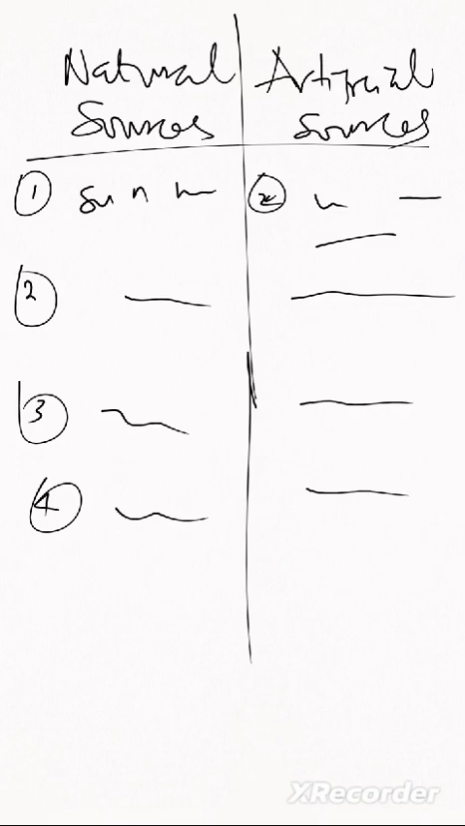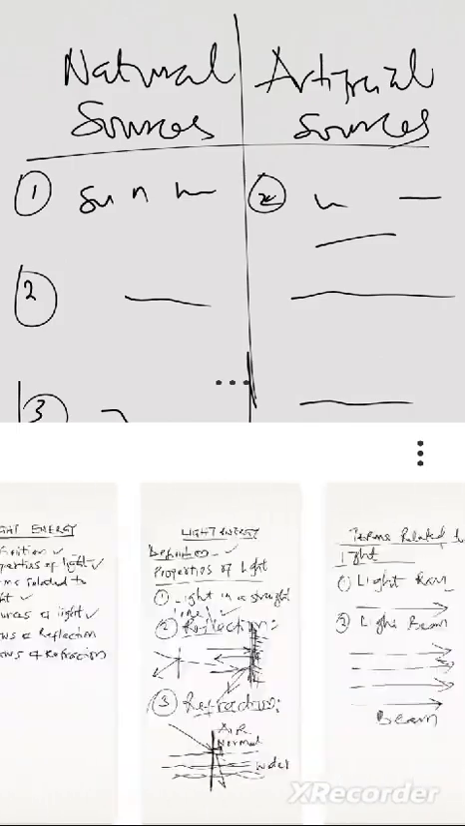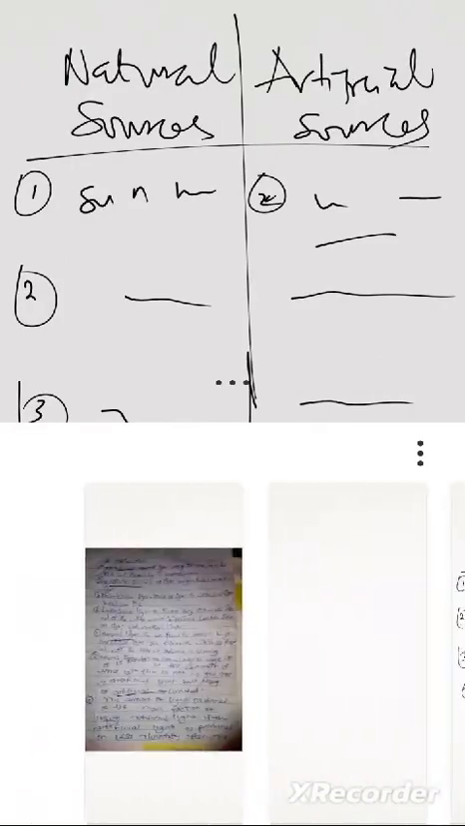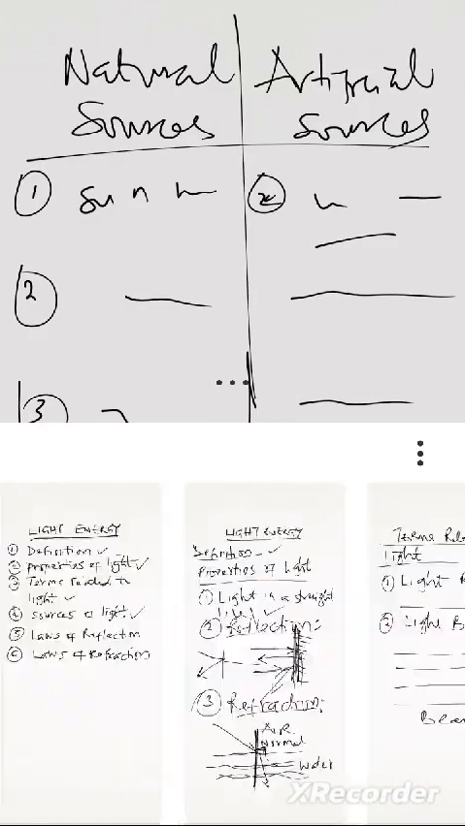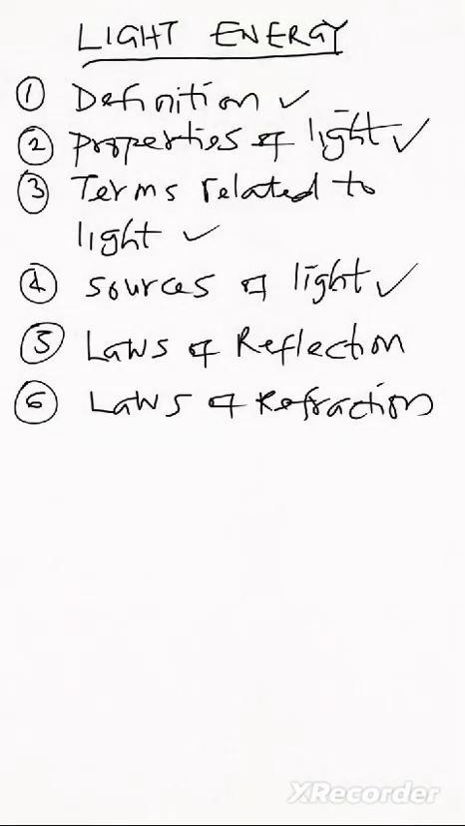So what I expect you to do now, if this is the case that you are trying to differentiate between natural and artificial sources of light, draw a table like this. That same notes that you were given in class, position the natural sources items and the artificial sources items the way I've just done on this table. So I'm going back to our table of contents again. We are done with sources of light.